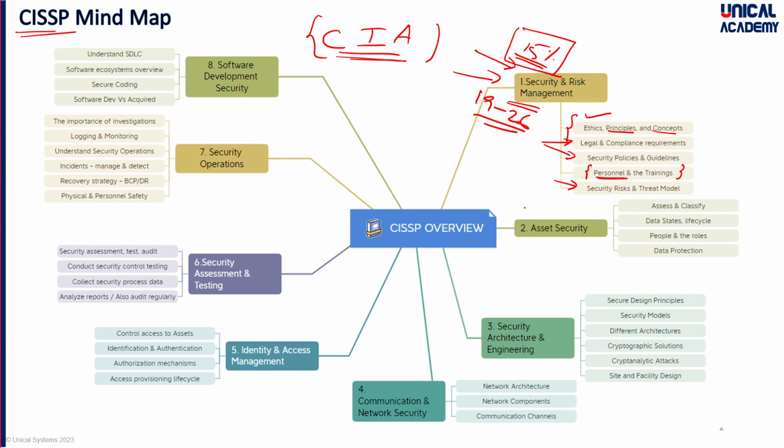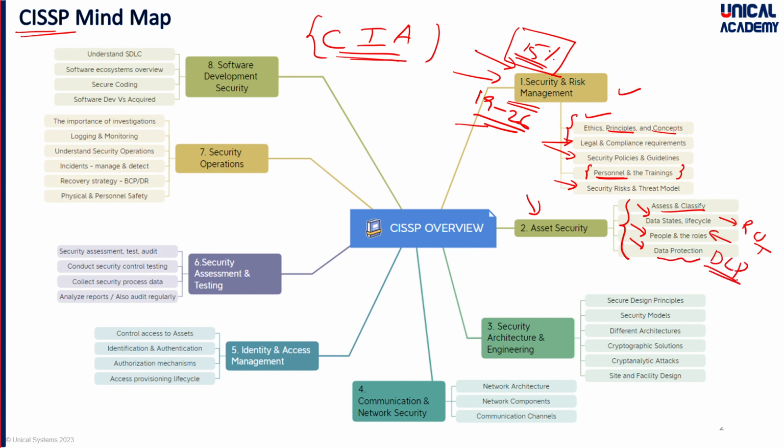Now let us jump to the second one. Once the policies are clear, once we are clear what we need to do, the second aspect is to protect your assets. How do you classify assets, data, information? What are the different data states? Data at rest, in use, and in transit. Who is the data administrator? Who is the data custodian? Who is the data owner? How do you decide? And how do you protect the data?